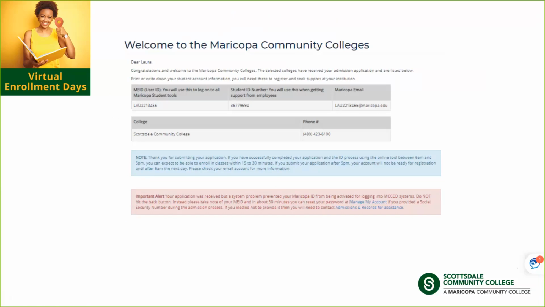You will see your Maricopa student email account. All important messages will be sent to this email address. Remember, that is the one that's at maricopa.edu. We suggest you print this page and keep it in a safe place. In addition, you will see the phone number for the Admission and Records Office. Staff are available to answer questions to assist you with various admission, records, and registration processes.